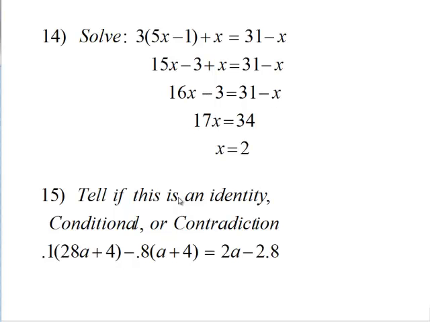Okay, telling whether something is an identity. Identity just works out, and you get the same thing on both sides. Conditional is when you work it out and get x is equal to some number. Contradiction, you get two things that are not equal to each other.